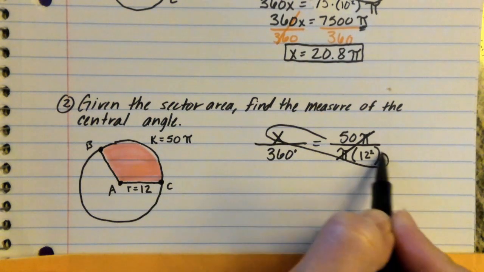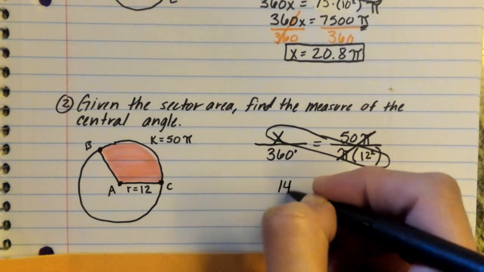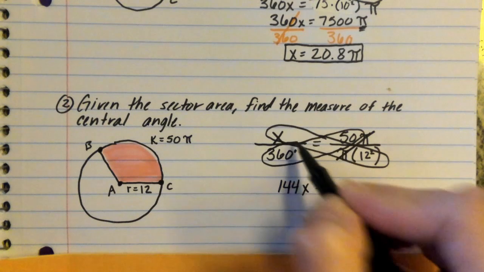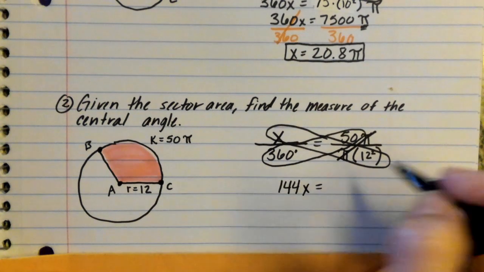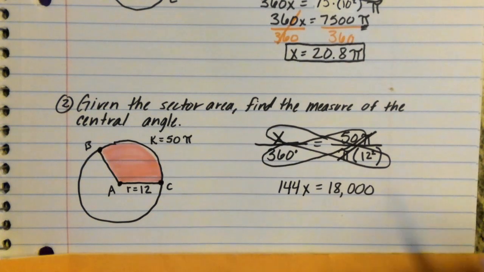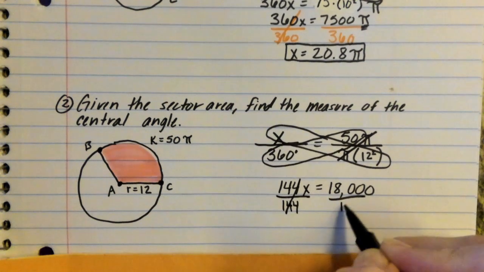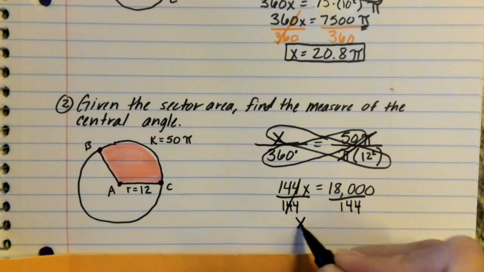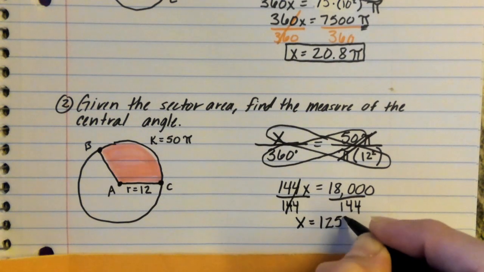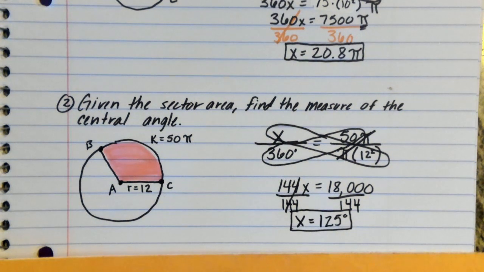So now we're going to cross multiply x times 12 squared. 12 squared is 144. So we get 144x is equal to, we're going to multiply 360 times 50. It's going to be a very large number. You're going to wind up with 18,000 even. Get x by itself, divide by 144, and when you divide 18,000 by 144, you're going to get 125. This is our central angle, so it's in degrees. And that is it for sector area.